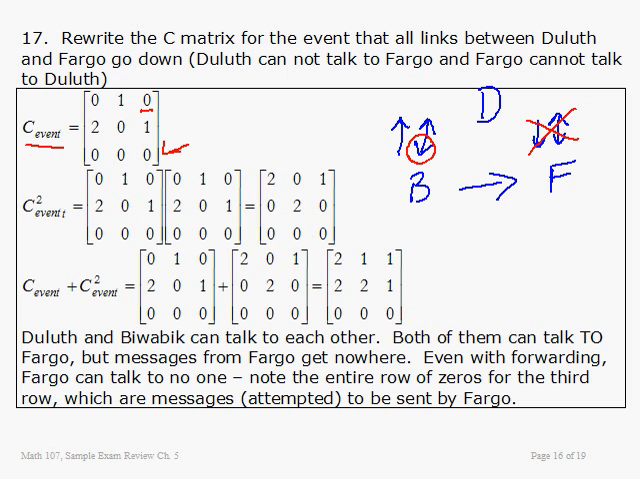C squared gives you this matrix. Adding them together, you can see that Duluth and Biwabik are connected with each other, and they can talk back and forth. Both Duluth and Biwabik can talk to Fargo. Fargo can't talk to anyone.